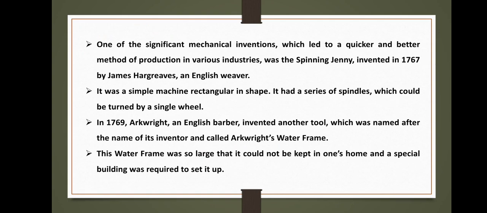One of the significant mechanical inventions which led to a quicker and better method of production in various industries was the spinning jenny, invented in 1767 by James Hargreaves, an English weaver. It was a simple machine, rectangular in shape. It had a series of spindles which could be turned by a single wheel.